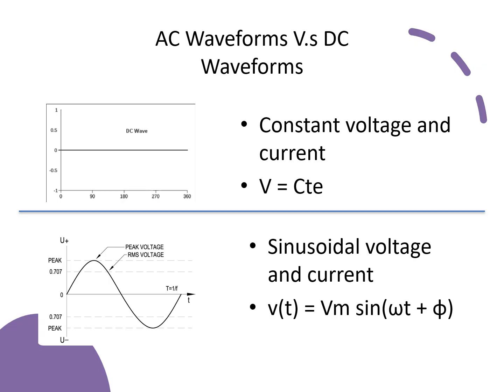So we have AC waveforms versus DC waveforms. Let me just show you with the pencil. In a DC wave, as you all know, there is only one constant value of voltage. For example, in this DC wave, the voltage or whatever the signal is has the value of 0. So in this case, we say that the signal is a constant signal, a constant value. So we have a constant voltage or current.